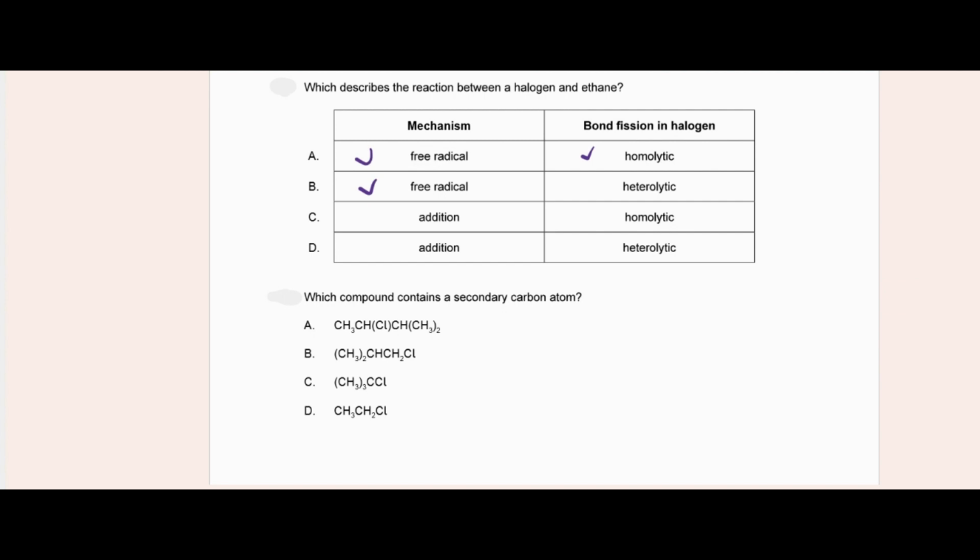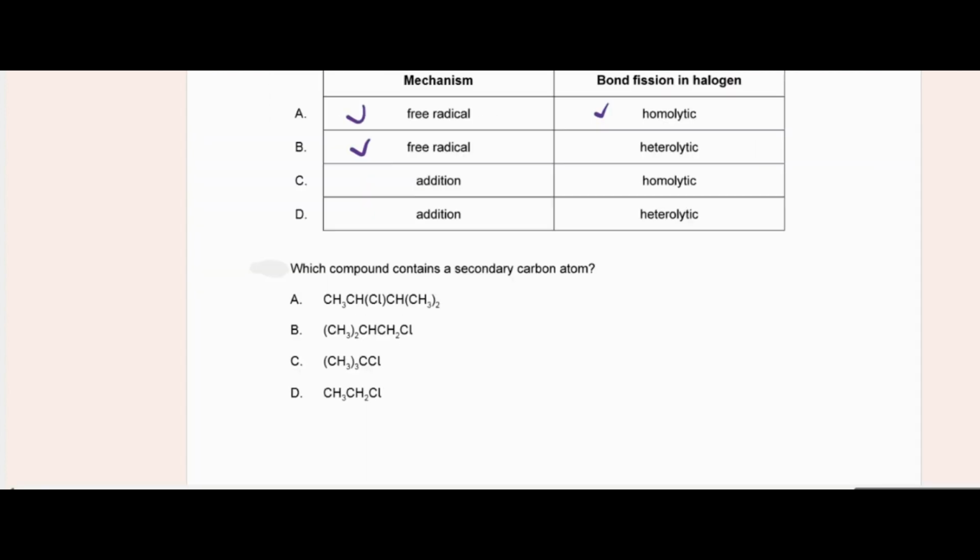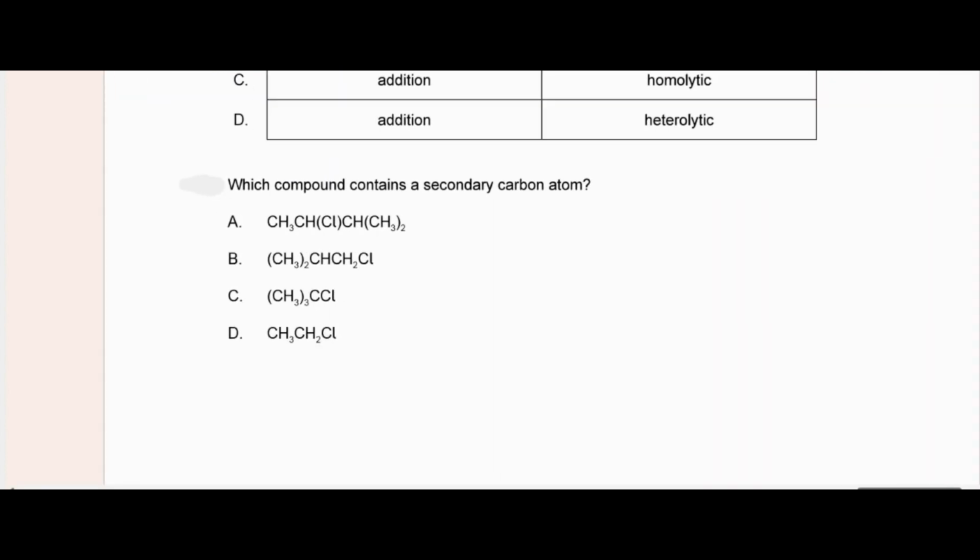Which compound contains a secondary carbon atom? A secondary carbon atom. So that atom needs to be attached to 2 other carbon atoms. Two other carbon atoms, right. Well, already I can rule C out because this carbon will be attached to 3 methyl groups. So that's 3 other carbons. We're looking for 2 other carbons.